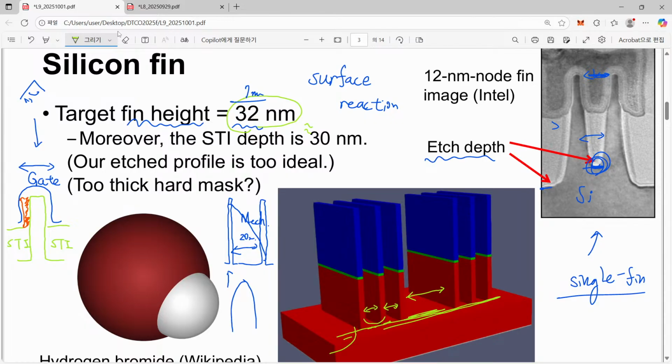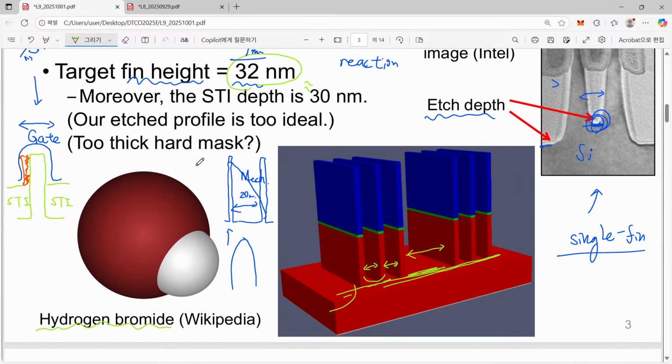So we should not exaggerate the fin height. But anyway, in terms of history, 7 nanometer technology has already achieved much taller fin height, but we will use this one. Now you understand this profile is not perfect. It's a little bit idealized. The etch depths can be different, but anyway, please try to do that.